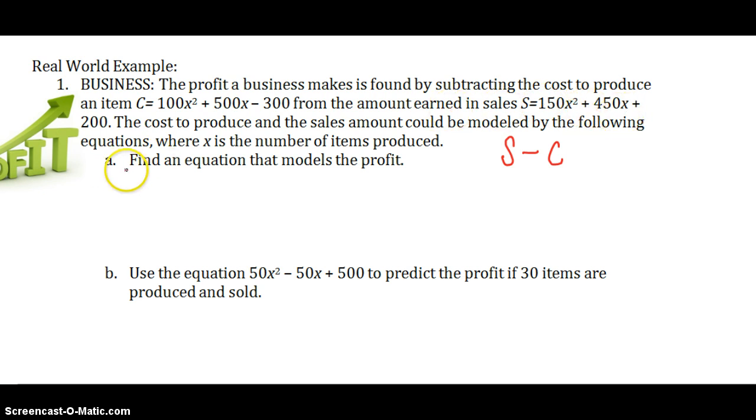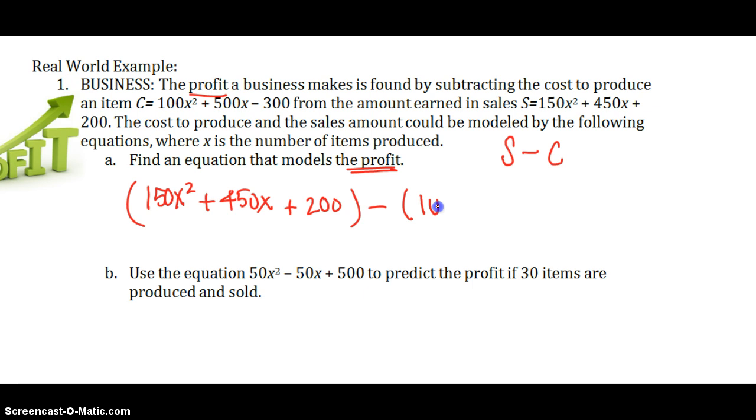So the first thing they're going to ask us to do is to find an equation that will model the profit. And again, profit is cost from sales. So let's write our sales polynomial. 150x squared plus 450x plus 200. That's our first polynomial, minus the cost to produce the item. So it's 100x squared plus 500x minus 300.